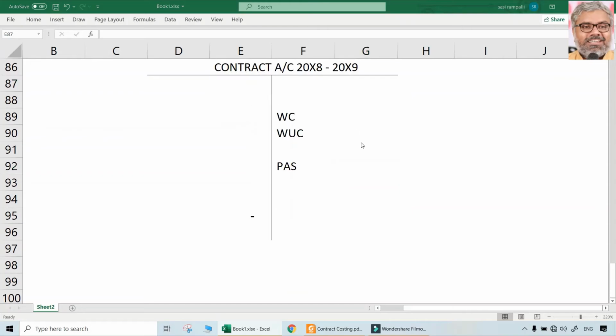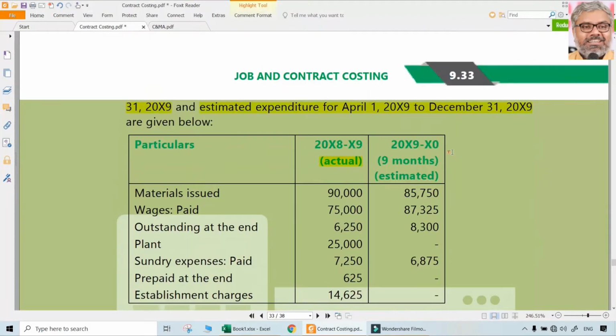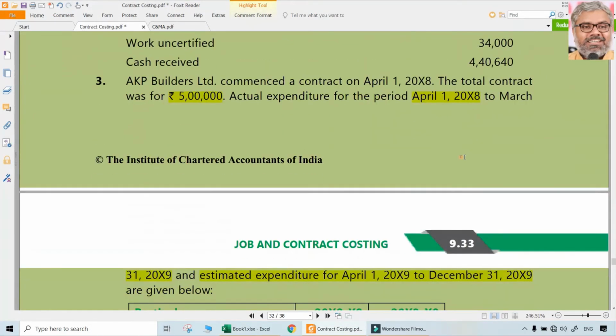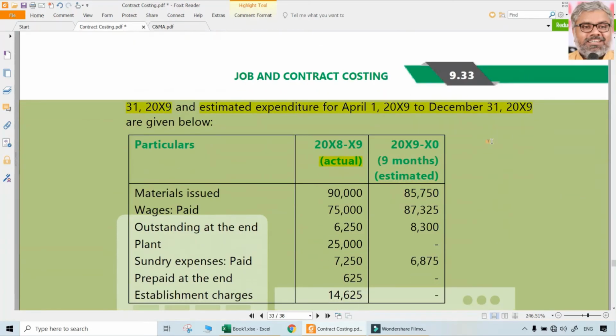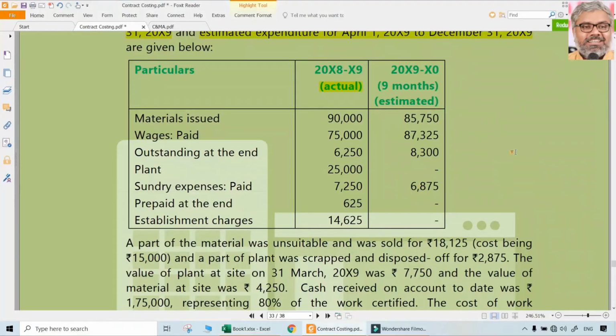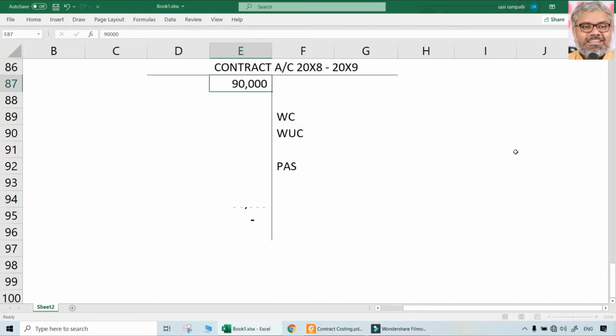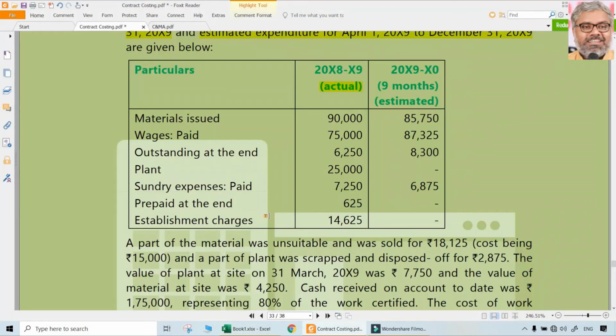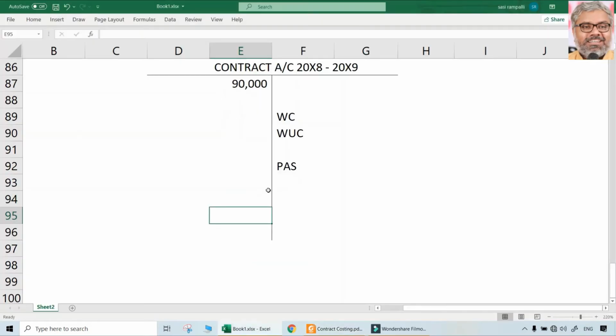So let us take the information that is available in the question one by one. Of course, contract price is 5 lakhs, which is different. Now, cost wise, actual costs, all that we have to copy paste. Materials issued 90,000 rupees should be there, of course. And wages paid are 75,000.